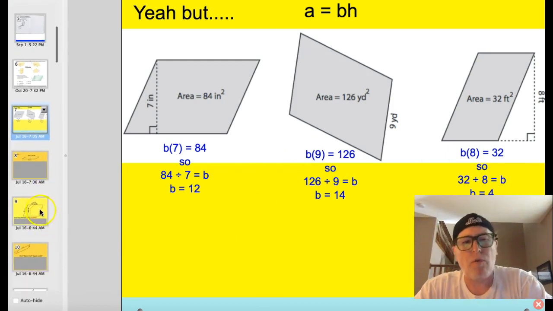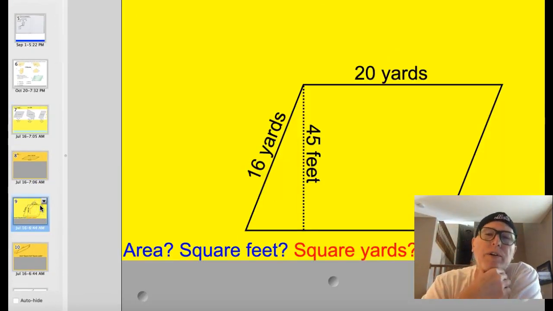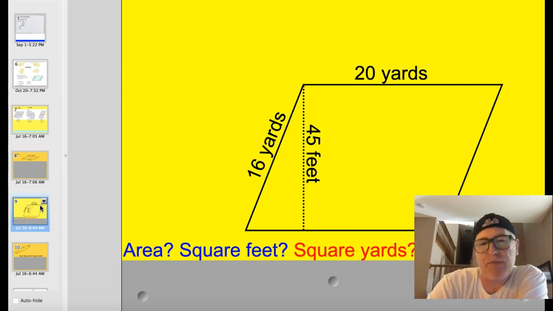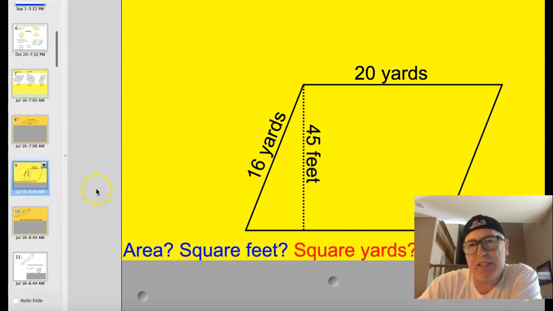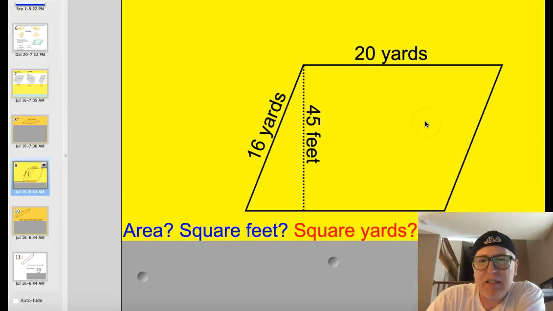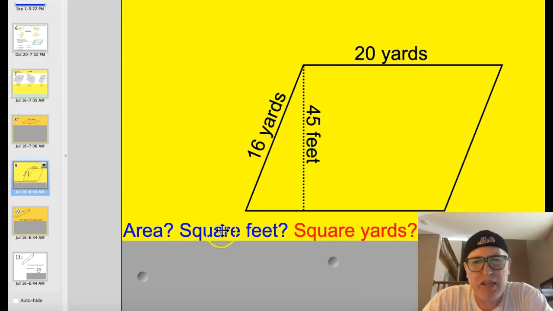There is another "yeah, but." We like to throw conversions at you. So here's one. Now you've got a distractor of 16 yards, a base of 20, and a height of 45. How many square feet is this? Well, you've got to figure it out. If this one is listed in feet and this one is yards, you have to have the same measure.